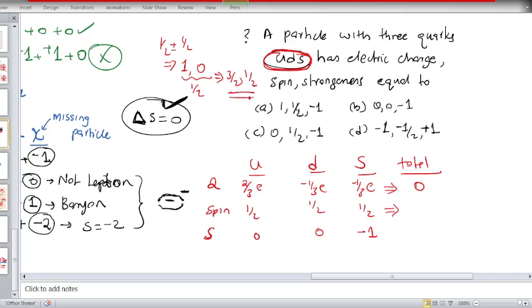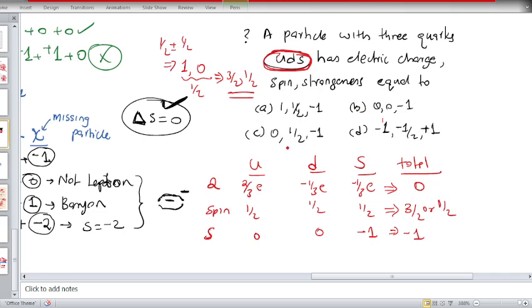So 3/2 and 1/2 are possible. So the total spin will be 3/2, either 3/2 or 1/2 are possible. Then the total strangeness is -1. Okay, so what is the option? This one will be the option. Charge is 0, so only B and C are the right answers.